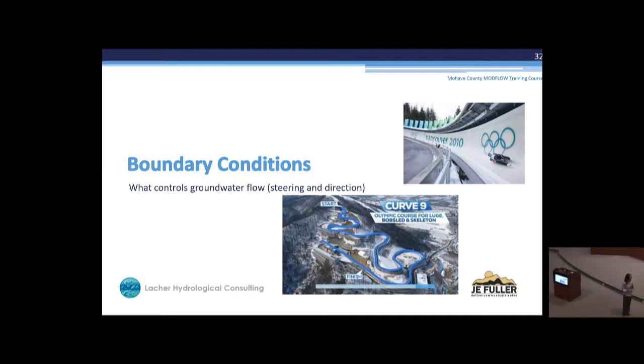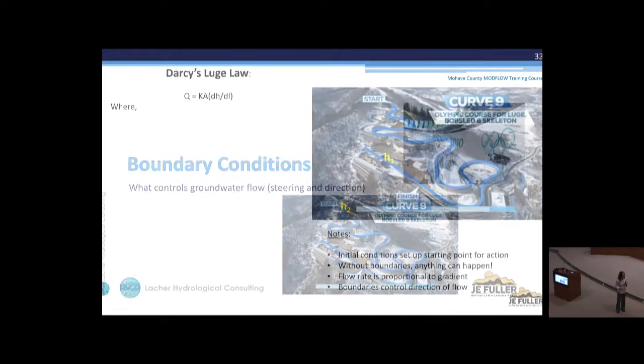These conditions are what controls the groundwater flow. Basically the steering and direction, kind of like somebody in a luge. Without some boundaries, that poor guy is going to fly out and go anywhere and everywhere. So there has to be a boundary, at least on the sides and at the top and the bottom, somehow to control what happens inside that luge.